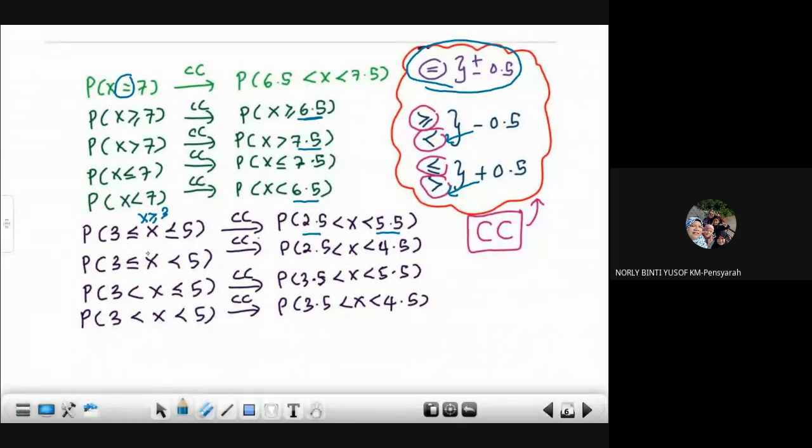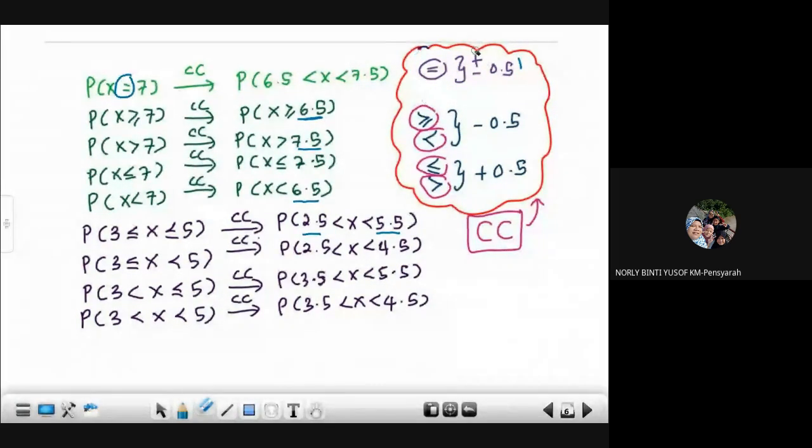Okay, you baca kat sini untuk yang the left one, you jadikan dia macam ni. Ini pun sama, greater than 3. Ini pun sama, greater than, to understand whether you plus or minus 0.5. Okay, so ini yang kena ingat lah, sebab continuity correction ni tak ada dalam formula. You have to ingat. So nak ingat, inilah cara dia kan.